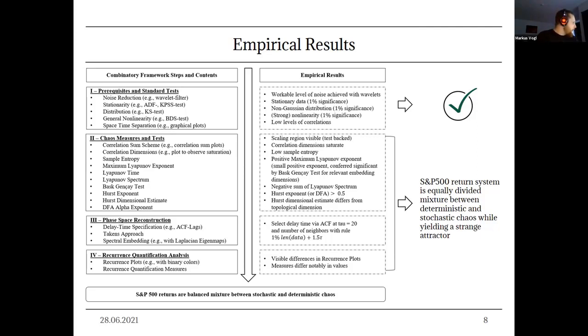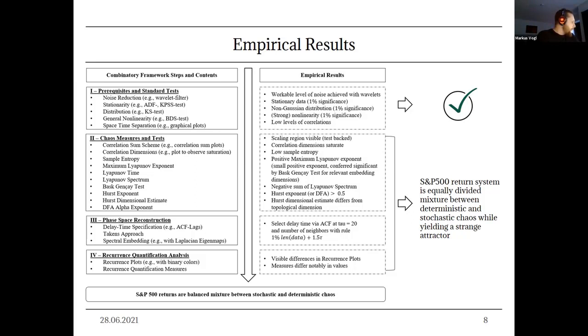This is point three in our analysis, which we choose based on autocorrelation functions and time delay, and we have two approaches: a more original approach using Takens' embedding, and the spectral embedding approach, which uses Laplacian eigenmaps. And that's where we are able to show the strange attractor. I will show it afterwards.